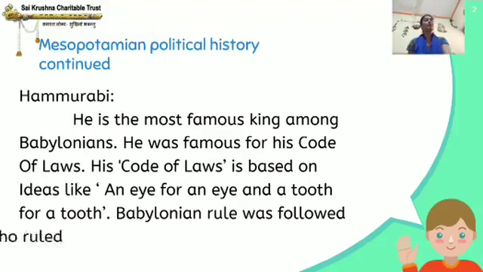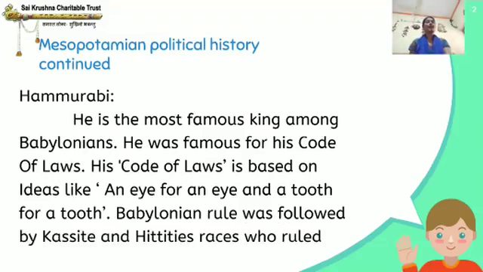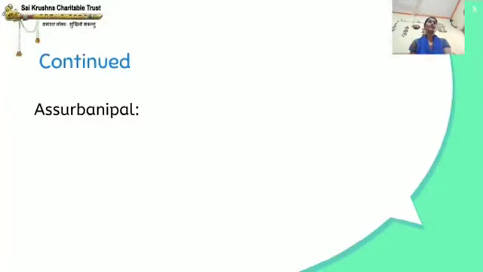The Babylonian rule was followed by the Kassite and Hittite races who ruled for some time. Now we have understood about Hammurabi, and next we will understand about Asurbanipal.